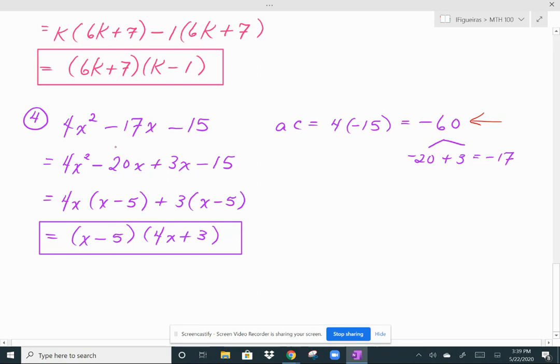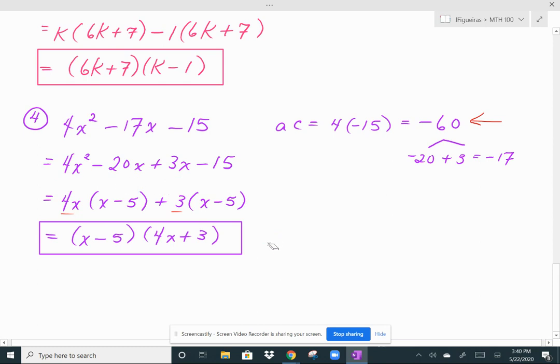Now we rewrite the negative 17x as negative 20x plus 3x. First term and last term stay the same. Factor by grouping. These two have a 4x in common, leaving me with 4x times x minus 5. These two have a 3 in common, leaving me with 3 times x minus 5. The common factor is x minus 5, and the leftover terms are 4x and positive 3. So your final answer is here in the box.